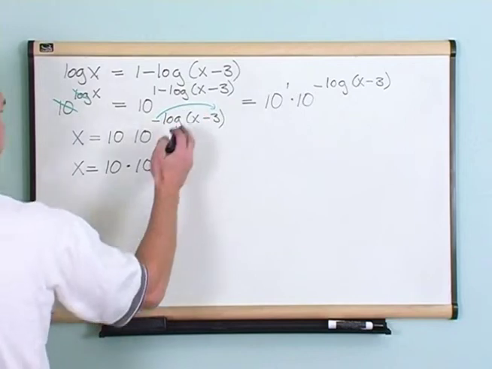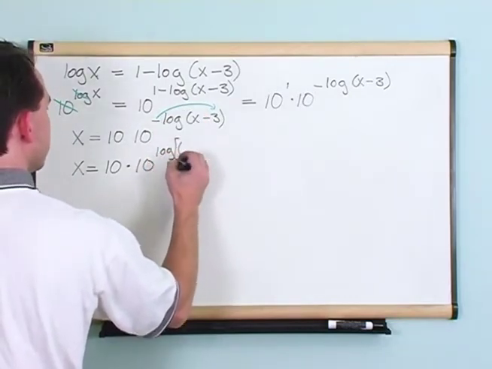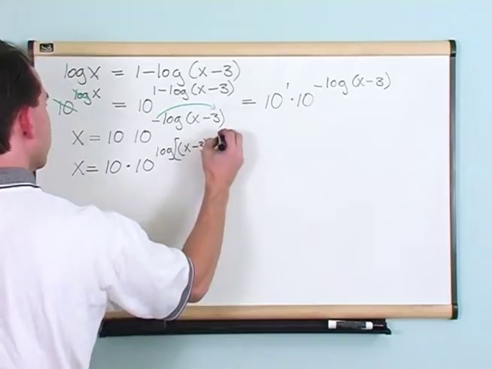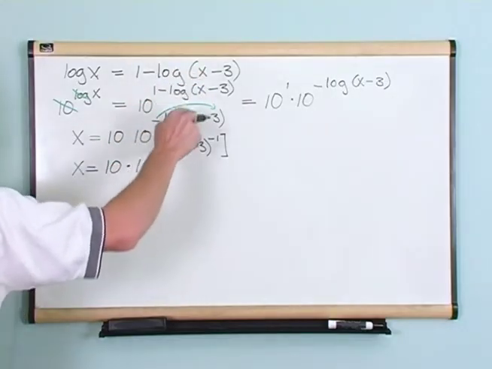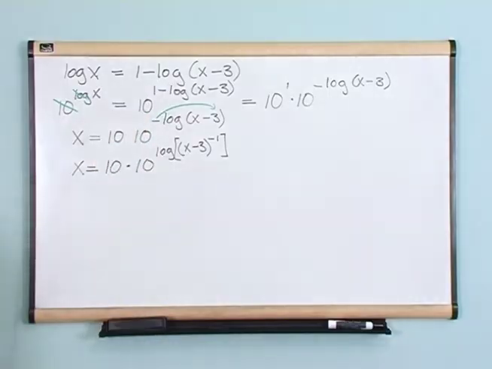And when I move this up here, I'm going to have log of x minus 3 to the negative 1 power. I had this negative 1. I just moved it out as an exponent up here, because if it were up there to begin with, I could have pulled it out. Okay?